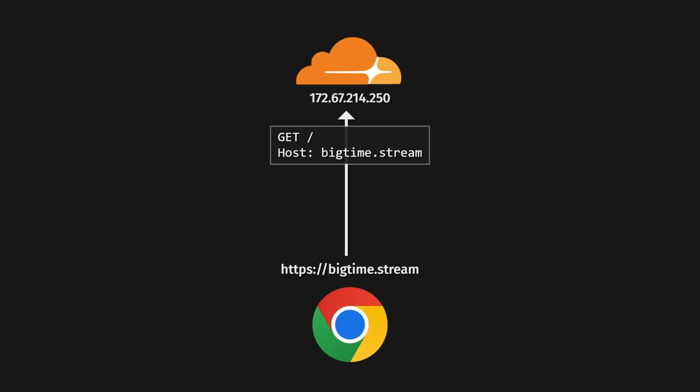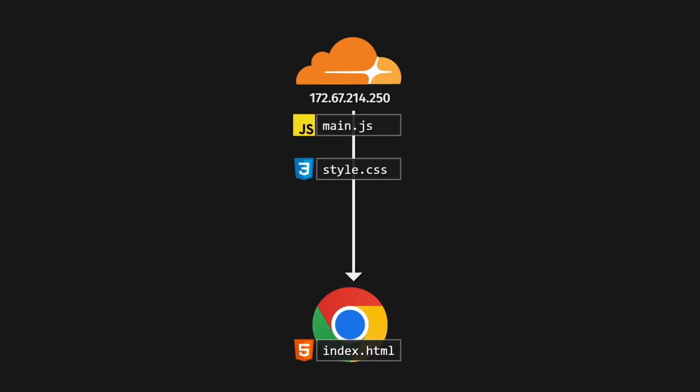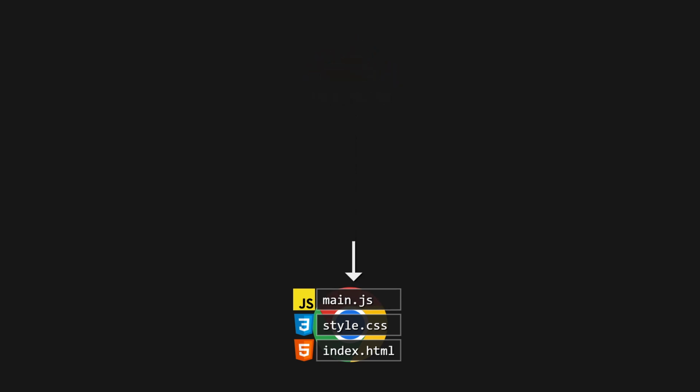Web servers use a protocol called HTTP. This message is just your browser saying to the web server, hey, please give me whatever you've got for the homepage of bigtime.stream. The server responds with an HTML document, and that document can instruct the browser to load more files. There's CSS to style the page visually, and then there's JavaScript to make the page interactive. Once all these files are loaded, we've got our app running in your browser.